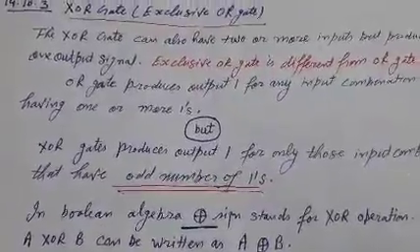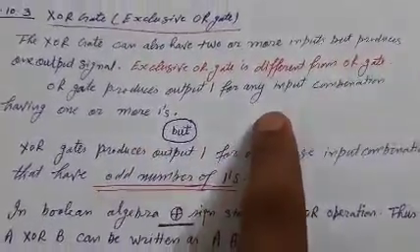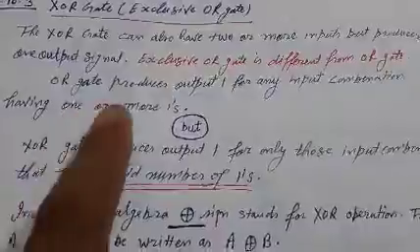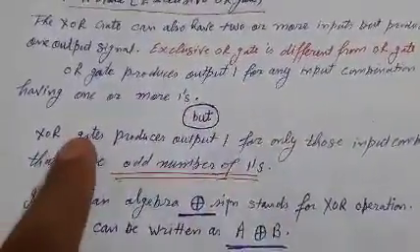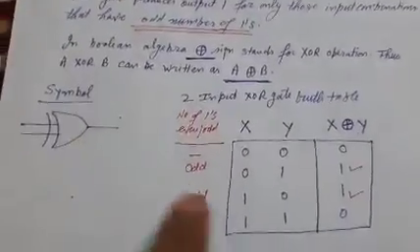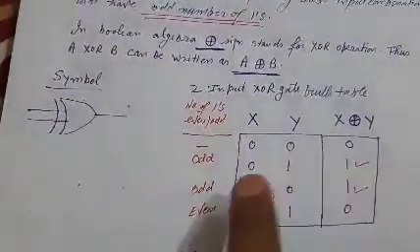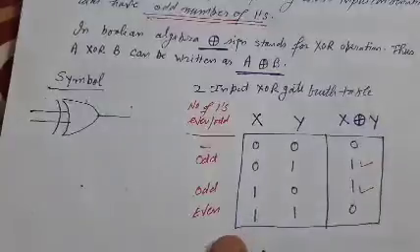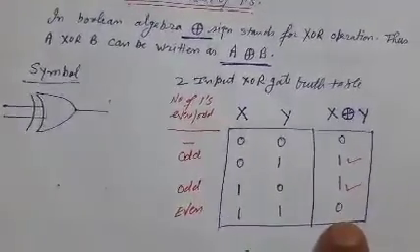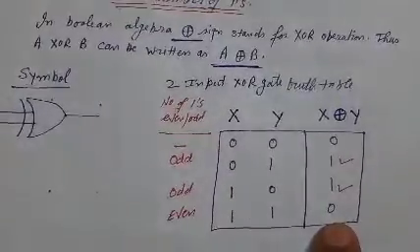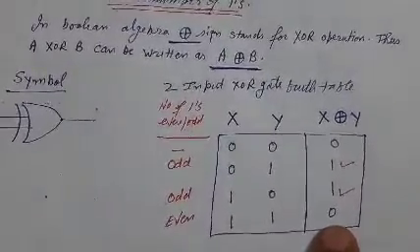I repeat, exclusive OR gate is different from the OR gate. OR gate produces output 1 for any input combination having 1. For example, if this output should be 1, this output should be 1, and both inputs are 1, so the output should be 1 in case of the OR operator. But in case of the XOR operator, it should be 0.